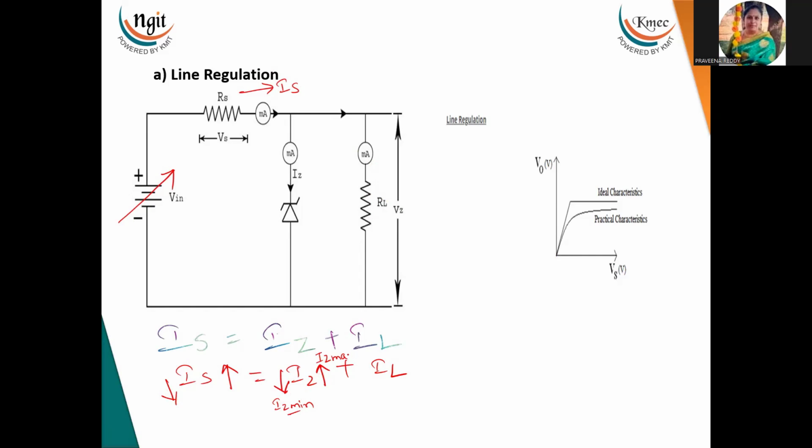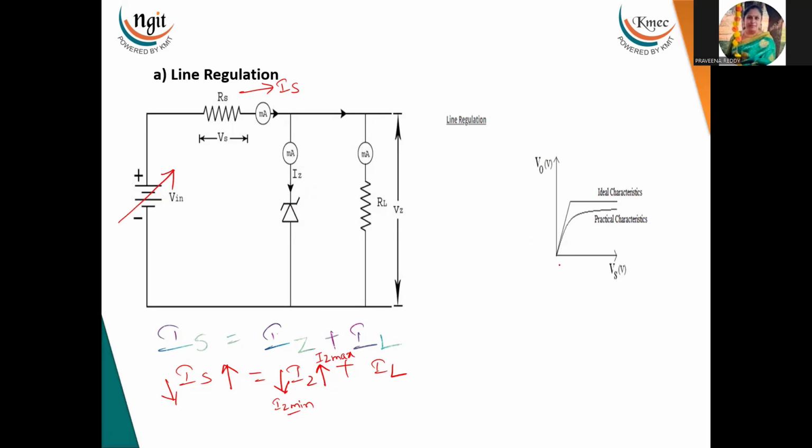Thereby the Zener maintains the output voltage constant. If any excess current is coming, it is drawn by the Zener. Like that, it keeps the output current constant, so the output voltage also maintains constant.